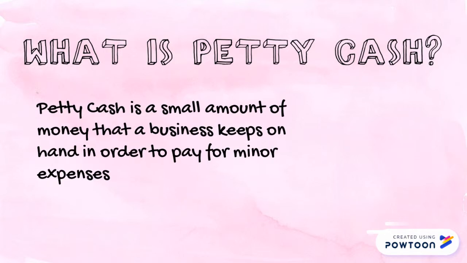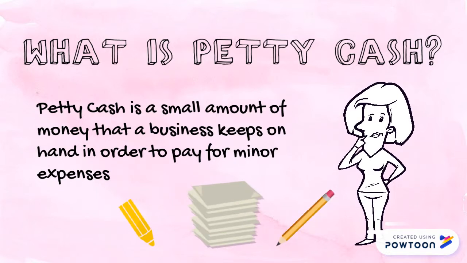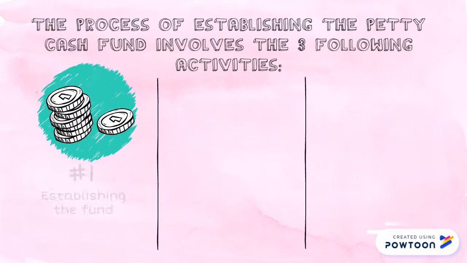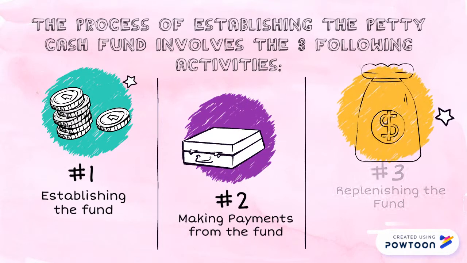Petty cash is a small amount of money that a business keeps on hand in order to pay for minor expenses such as pens, papers and other supplies. The process of establishing a petty cash fund involves the three following activities. 1. Establishing the fund. 2. Making payments from the fund. And 3. Replenishing the fund.